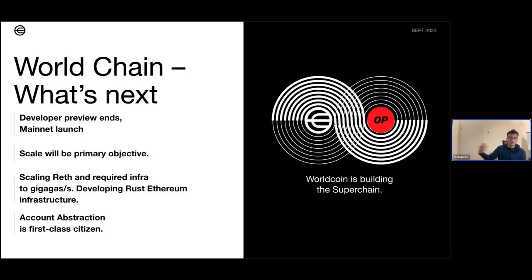We need to support and onboard 1 billion users. Hence, we need to solve all these hard problems like scaling the EVM and scaling L2s, and doing all this research and engineering to bring this to life.